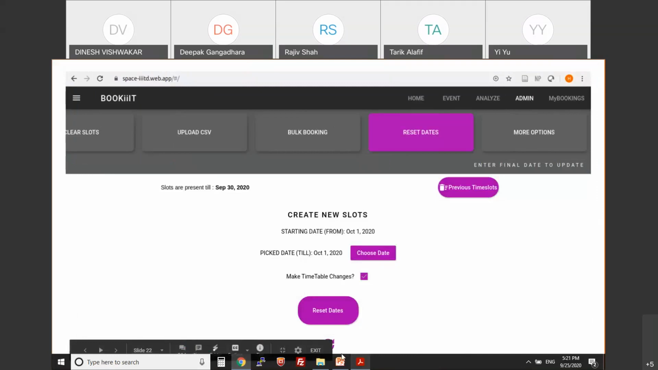Then admin can do bulk booking. There are certain situations in which you want to do a bulk booking. So admin has the power to do this.